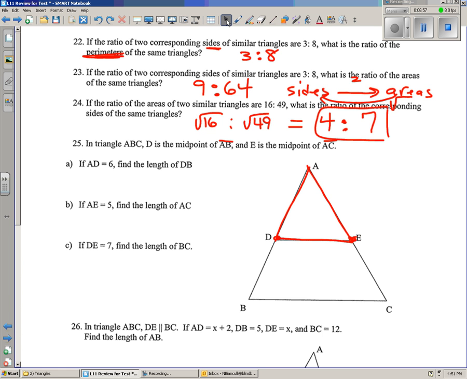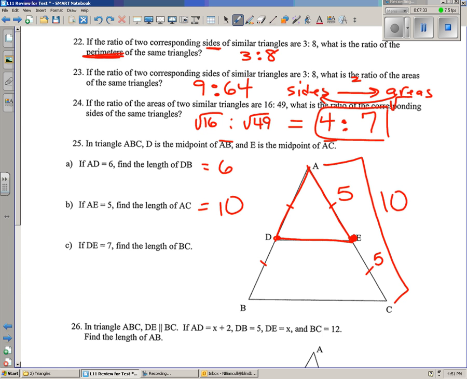So it says if AD is 6, find the length of DB. DB, since D is a midpoint, these guys are equal, and so DB is also 6. Then it says if AE is 5, so I'm going to erase the old stuff. AE is 5. They would like us to find AC. Well, since E is a midpoint, AE and EC are equal, so this is 5 also, and so AC is 5 plus 5, which is 10.